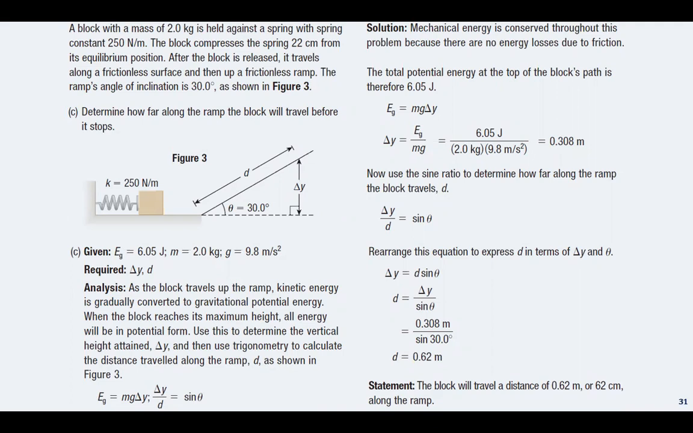Delta y over d equals sine theta. That means delta y equals d times sine theta. So d equals delta y over sine theta, which is 0.62 meters. So the block will travel a distance of 0.62 meters or 62 centimeters along the ramp. Okay, any questions?